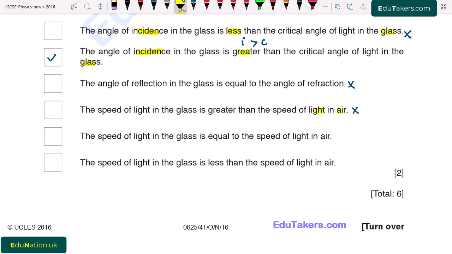Next is the speed of light in the glass is equal to the speed of light in the air. So the speed of light in the glass can never be equal to the speed of light in the air. So this is also incorrect.